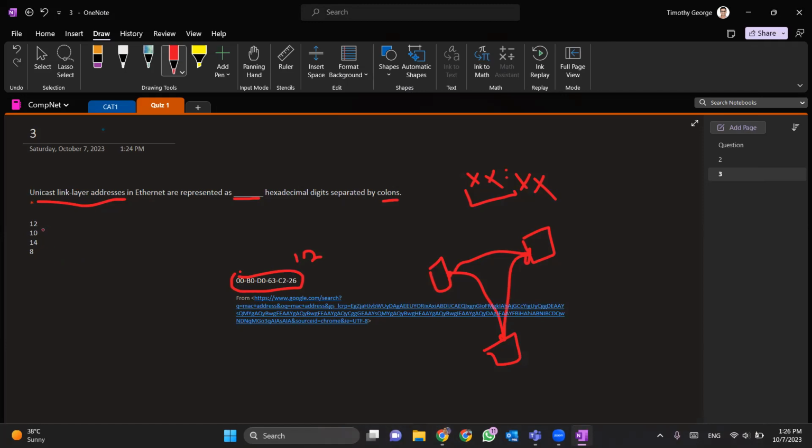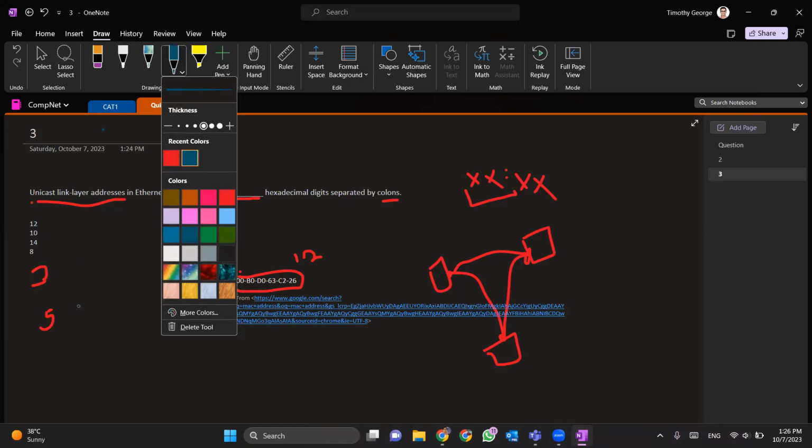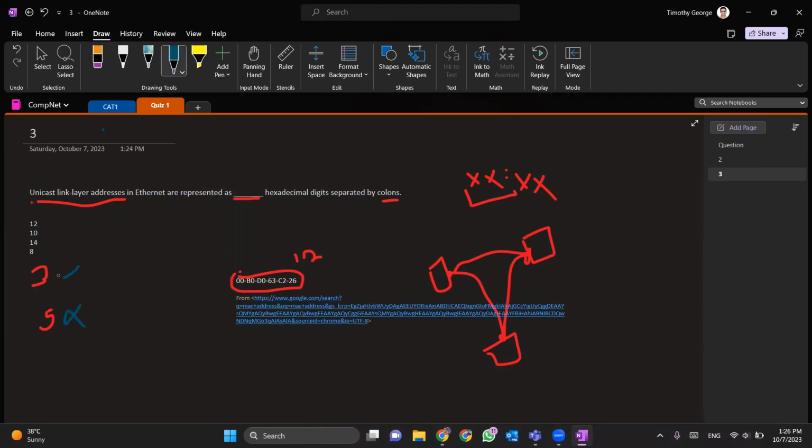So if you had an option, say for example 3 or 5, there were no odd number options here, but if there were, you could immediately delete them. Since here they were all even numbers, you have to know how a MAC address looks. And the answer here is 12.